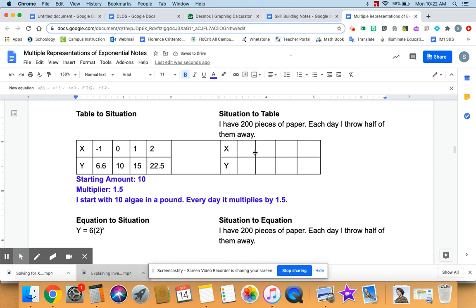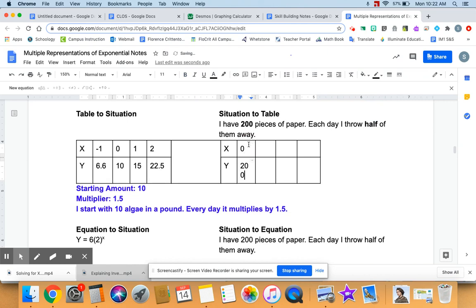If I start with a situation, I need to find my starting amount. So it says I have 200 pieces of paper, so that's what I'm starting with. That's my starting amount. And then I need to find my multiplier. Every day I throw half of them away, so half is my multiplier. So starting is always at time 0. So I'm starting with 200.